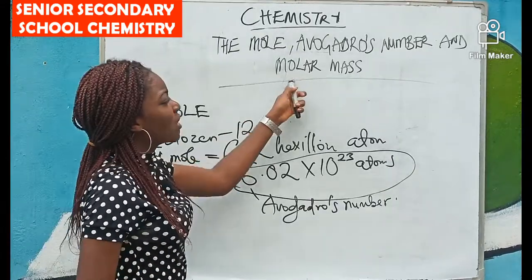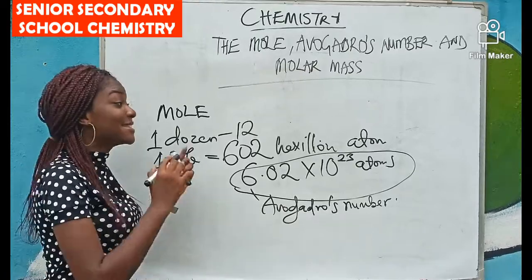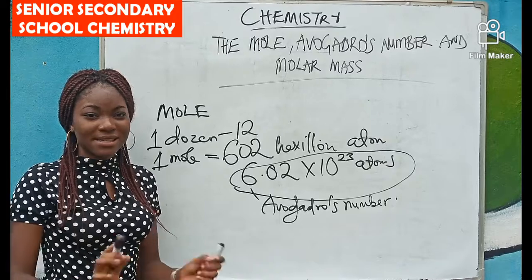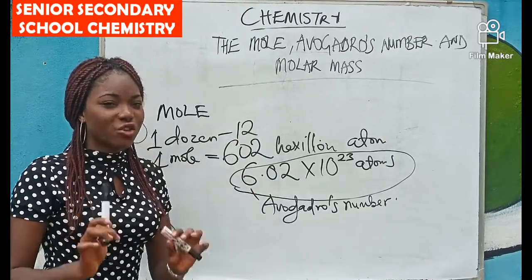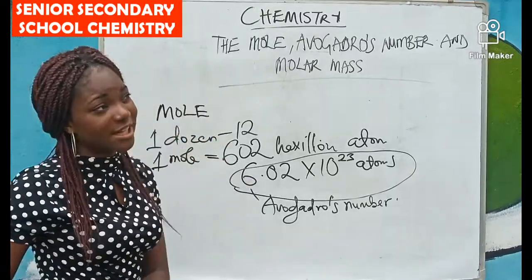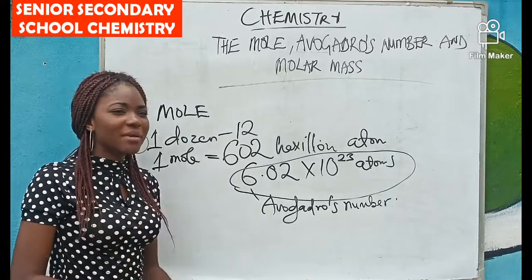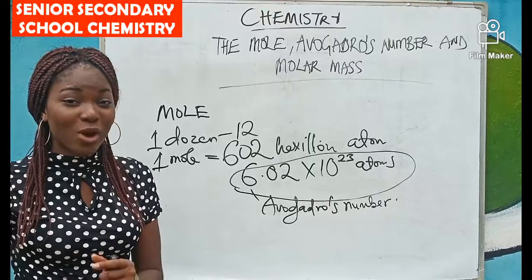So, molar mass. What is molar mass? Molar mass is simply the mass in gram of 1 mole. Simple. Say I have a container containing carbon, and I want to know how many carbon atoms are present in that container. What do I do?